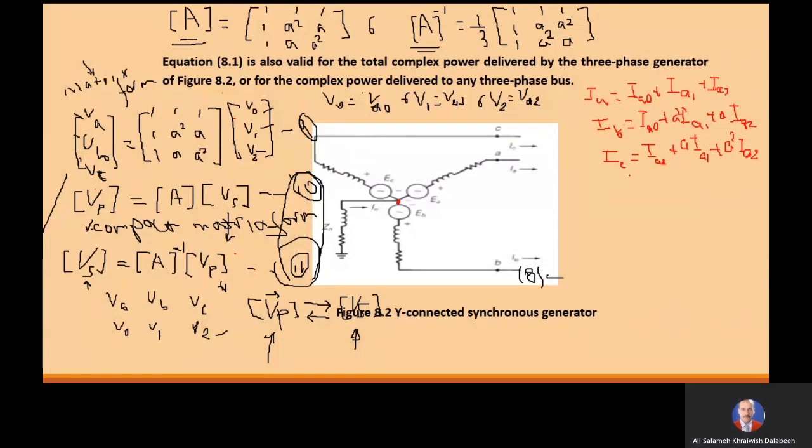So the students may return to these lectures and see how these equations are written. Also, in this lecture, I want to explain these equations so they are understood by the students. So also we can write these equations in the phase domain like this, IA.